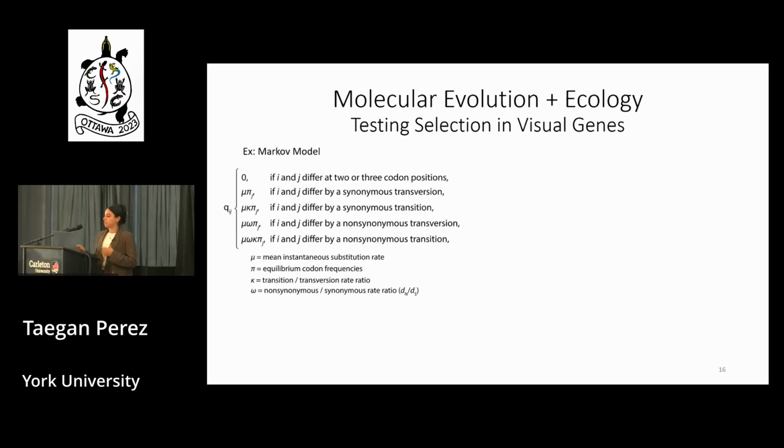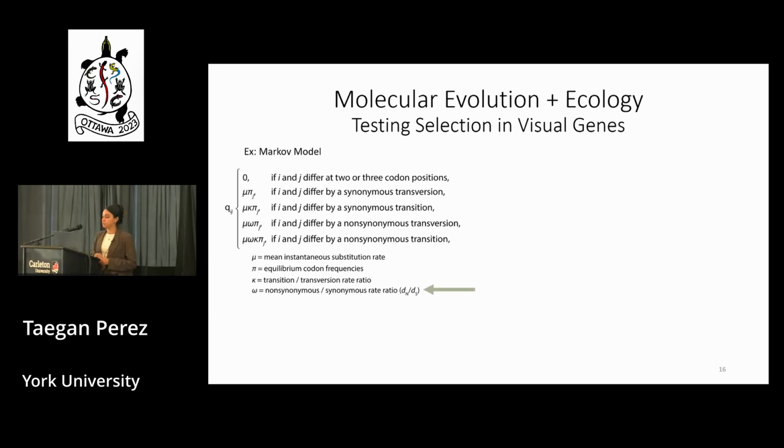Okay, so I've talked about this relationship between the environment and visual systems, but I haven't really described to you how we go about testing for this. So we do this by testing for selection acting on genes using models of codon evolution. And so the example that I have on the slide, which is our convention for this type of work, is the Markov model, which is able to model biologically important properties of protein coding sequences, like the transition to transversion rate ratio, codon usage frequencies, and then what we are most interested in, which is the ratio of non-synonymous to synonymous substitutions in a protein coding sequence.